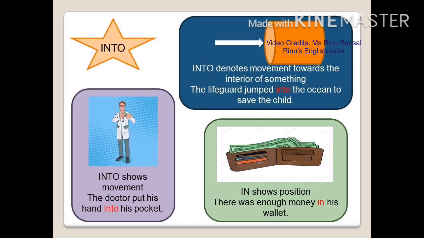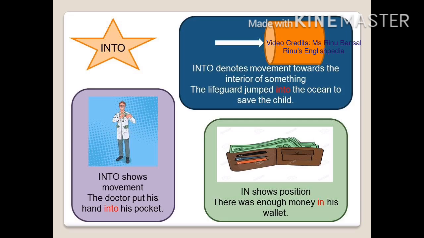Many students are confused in the usage of in and into. Please remember, into denotes movement towards the interior of something, while in shows position. For example, the lifeguard jumped into the ocean to save the child. We can see the movement of jumping into the ocean. Again, the doctor put his hand into his pocket. We can see the motion of the doctor putting his hand inside his pocket.